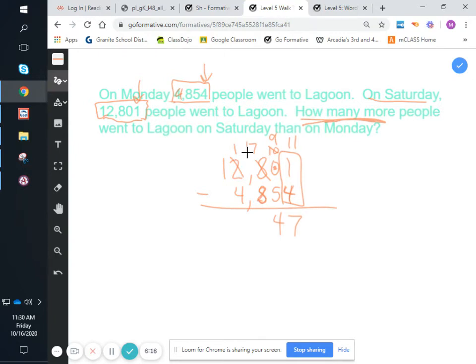Okay, 17 take away 8 would be 9. Be sure to bring my comma down. Okay, 1 take away 4, I can't do. So you're going to take this one and shuffle it over here. And 11 take away 4 would be 7, or 7,947 more.